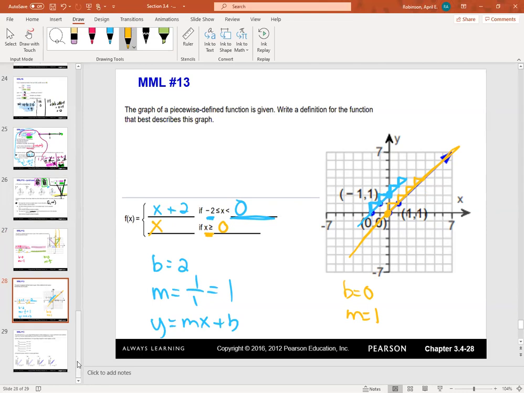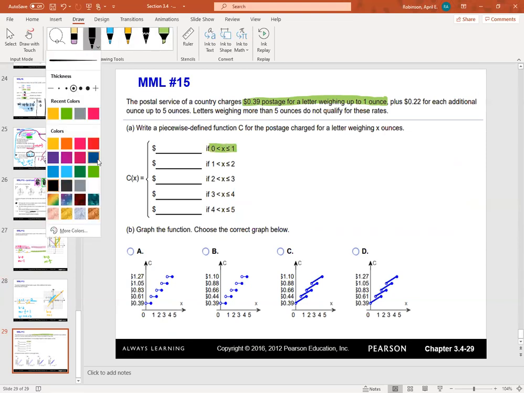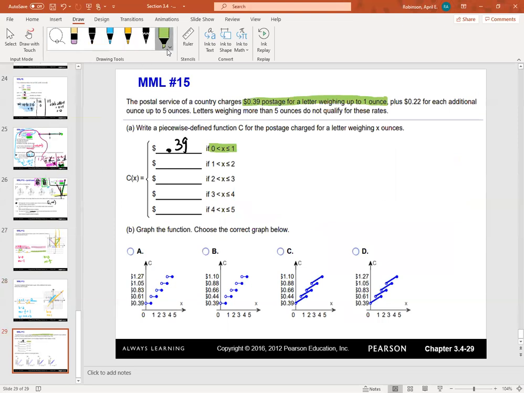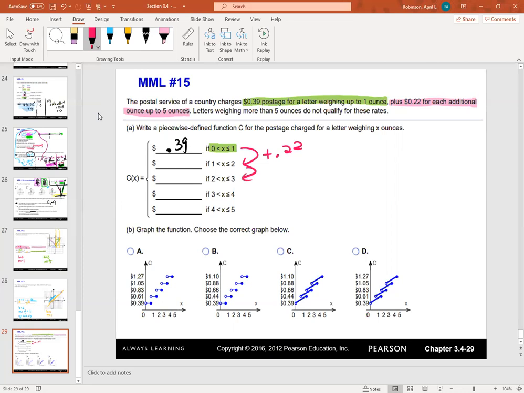And I got 2 minutes. I can make it. We got one last example. Okay. It says the postal service of a country charges 39 cents postage for a letter weighing up to 1 ounce. That means between 0 and 1 ounce, they're going to charge you 39 cents. But then they're going to add on to that 22 cents for each additional ounce up to 5 ounces. So they're going to take this and add on 0.22 each time.